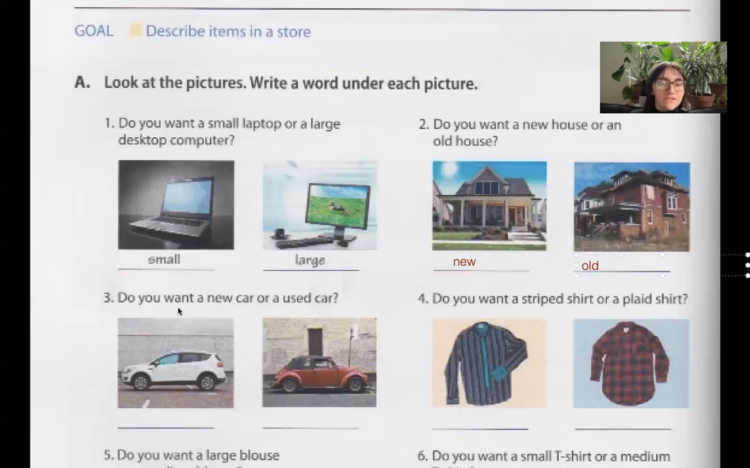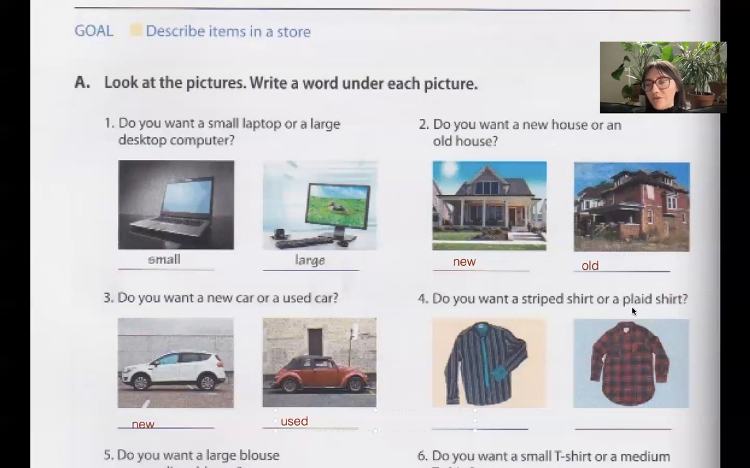Next one, do you want a new car or a used car? A used car, right? So this car looks new. This one looks like an old car, a used car. So let's write, this car is new, N-E-W, and this one is used, right? Somebody else had it before you. So that's used.